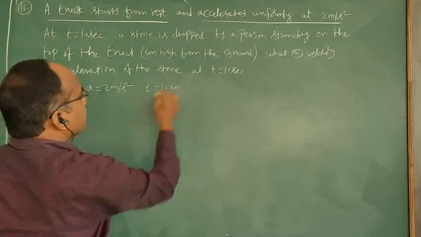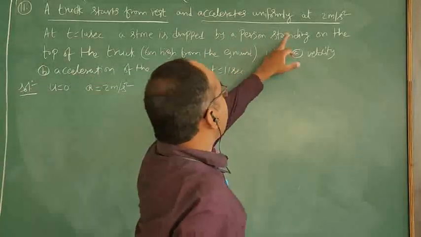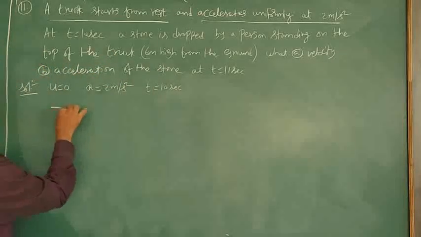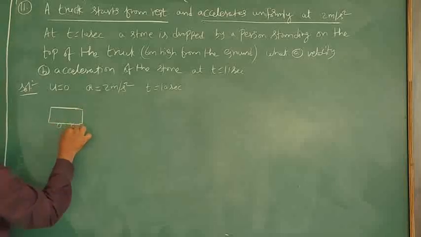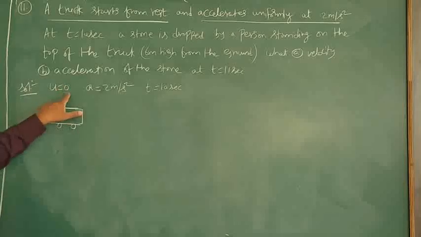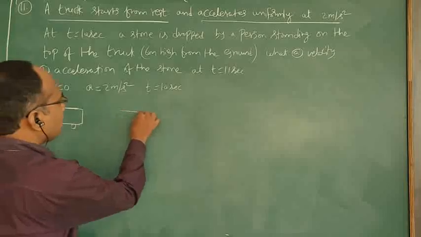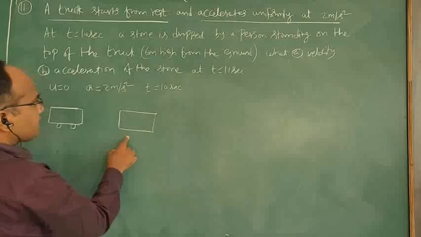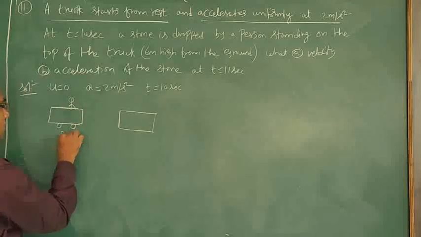At time t is equal to 10 seconds, a stone is dropped by a person standing on the top of the truck. So first, the truck is like this. I am drawing the figure. This is the truck. Initially, it is at rest, when initial velocity is 0. After that, what happens? After coming up to here, after 10 seconds, this is at rest position.